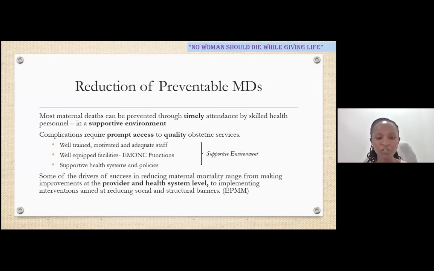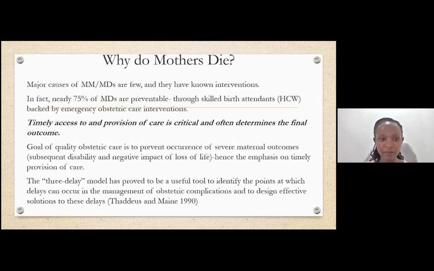Then for the comprehensive functions, you add 24-hour availability of cesarean section and blood transfusion. And on top of this, we should have supportive health systems and policies. This is like the umbrella of all this, because without the systems and policies, then even the HR and the equipping of facilities will just crumble. So some of the drivers of success in reducing maternal mortality range from making improvements at the provider level and at the health system level, and now the social interventions to reduce various barriers.